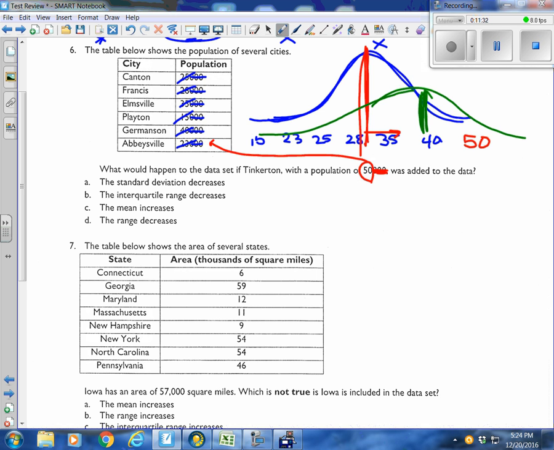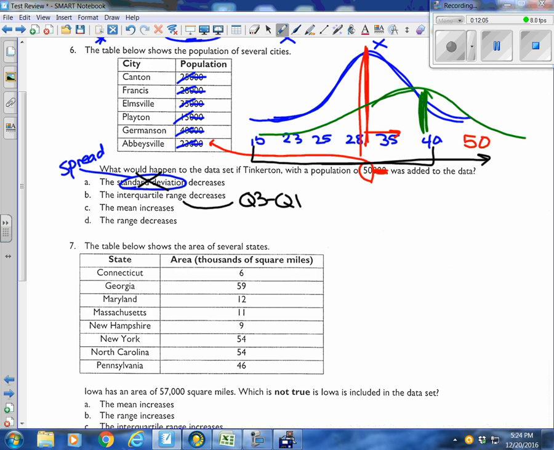Let's see which one of these matches. The standard deviation decreases. Remember, standard deviation is the spread of the data. If we add a number that was outside of our range, I only went from 15 to 40. Now I'm having to spread out a little more to accommodate 50. So obviously, standard deviation increases, not decreases. Interquartile range kind of goes back to the 5-number summary. Interquartile range is always Q3 minus Q1, the inner box numbers. I don't have that kind of data, so it's probably not going to be that one.